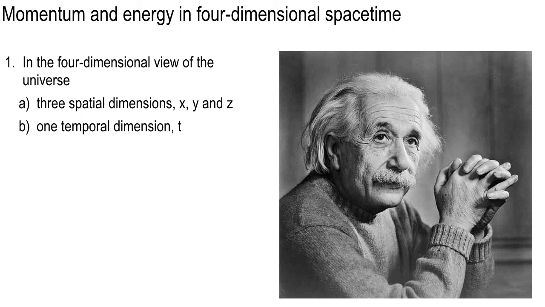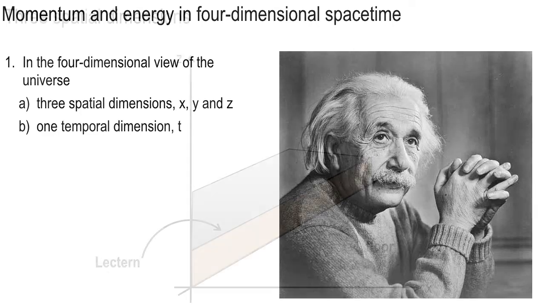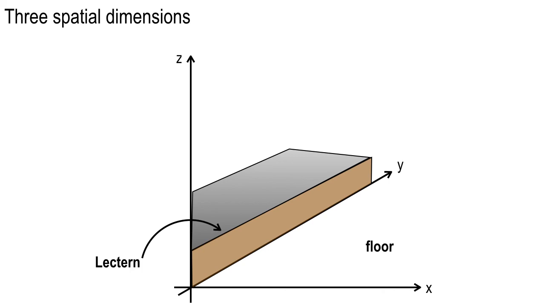And the three spatial dimensions look like this. So for instance, if you're looking at the lectern up here in the front, the Z coordinate could be going up this way, and the X coordinate could be going up the aisle, and the Y coordinate could be going left and right. Or any other orientation of X, Y, and Z axes is fine. So this is one of them. All right. So those are the three spatial dimensions, X, Y, and Z.